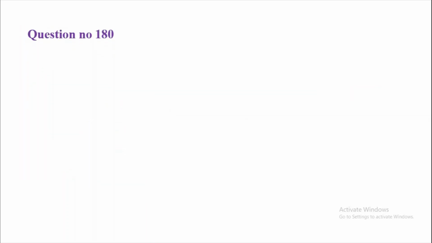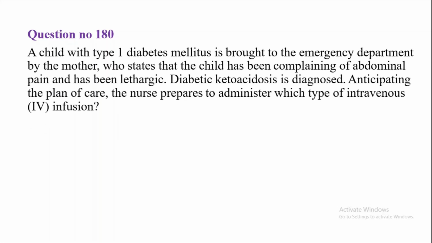Question number 180. A child with type 1 diabetes mellitus is brought to the emergency department by the mother, who stated that the child has been complaining of abdominal pain and has been lethargic. Diabetic ketoacidosis is diagnosed. Anticipating the plan of care, the nurse prepares to administer which type of intravenous infusion?